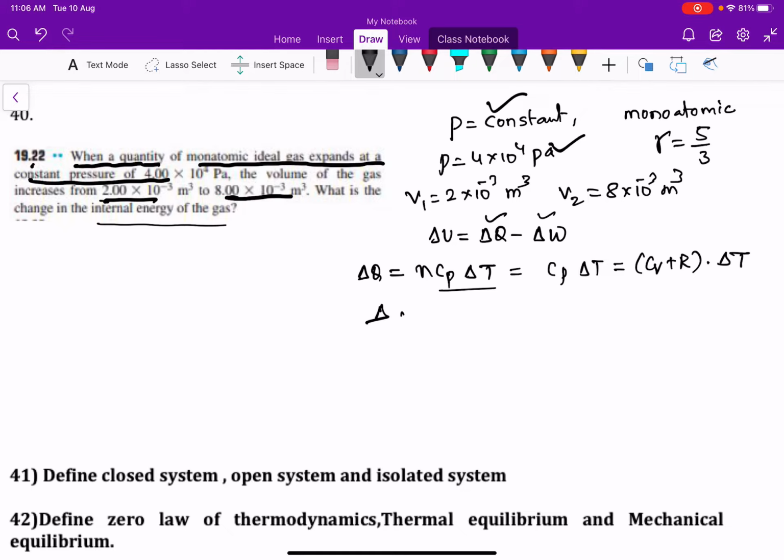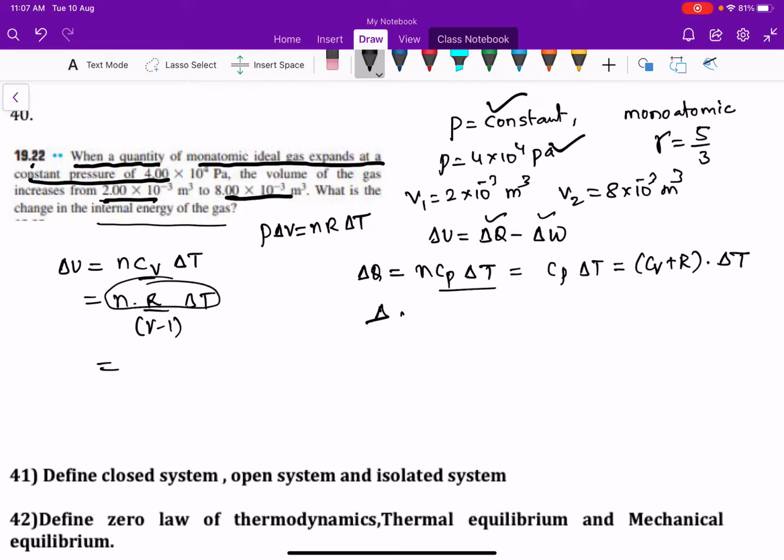So here, the change in internal energy of the gas we can find directly. Delta U is equal to nCv delta T. So here nCv is nothing but nR by gamma minus 1 into delta T. We know P delta V is nothing but nR delta T. So nR delta T can be replaced with P delta V divided by gamma minus 1. By solving this you will get the answer.